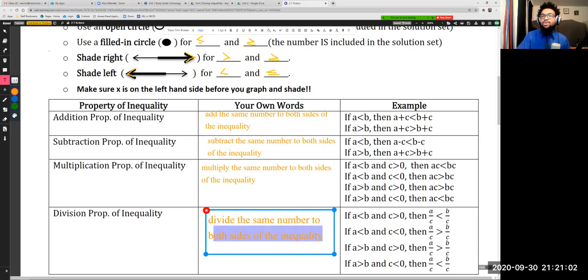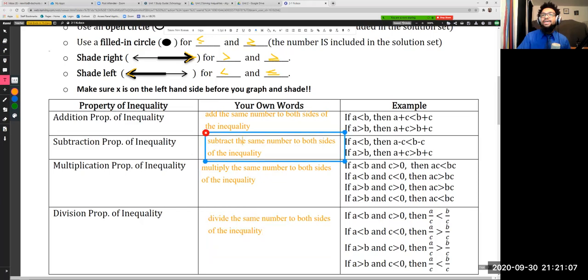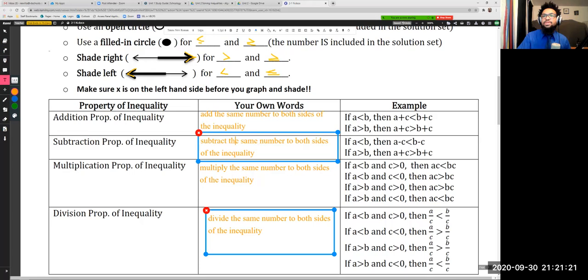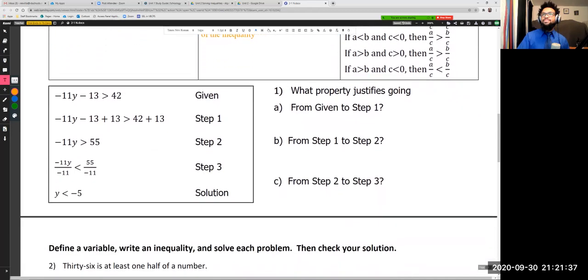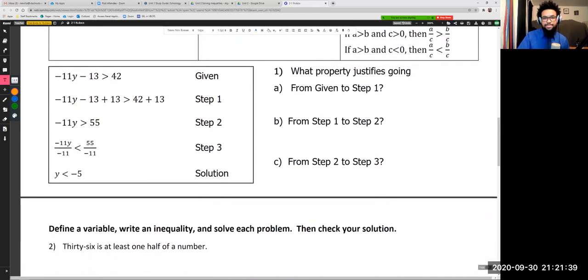Now, once again, let me reiterate that when we multiply and divide by numbers less than 0, that means when we multiply and divide by negative numbers, we are going to switch the inequality sign, okay? It's not going to stay the same. So I'll say it again when we have an example down below, all right? So our properties of inequality are very similar to our properties of equality, which is what we did when solving equations, all right?